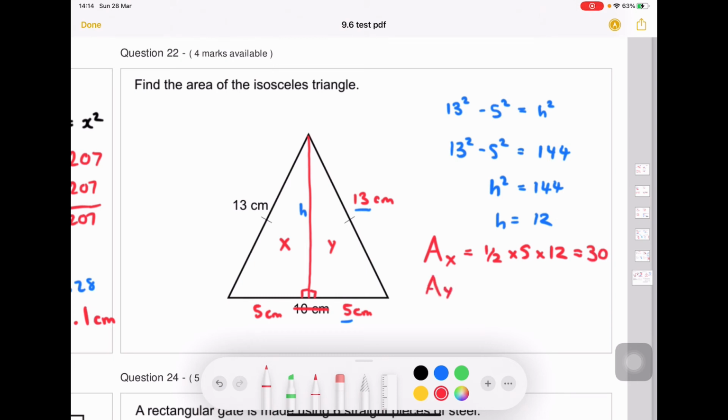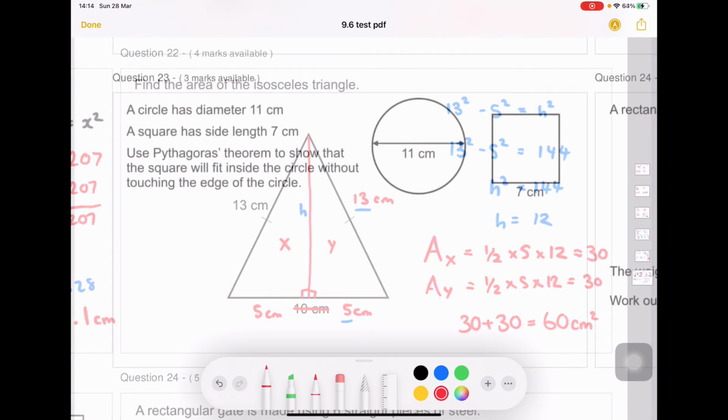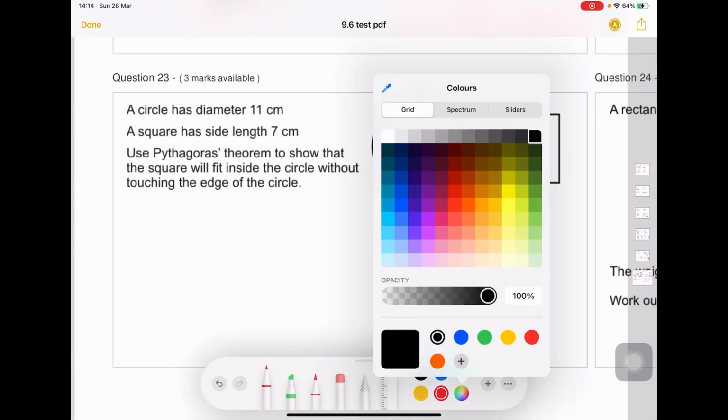Bear in mind, these two triangles are exactly the same. Their measurements are exactly the same. It's half times base times height for this one as well. That equals 30 as well. And so the area of the isosceles triangle is 30 plus 30, which is 60 centimeters squared, because it's an area. Moving on to question 23.